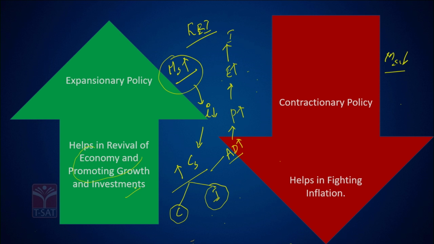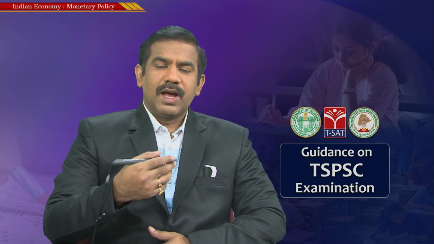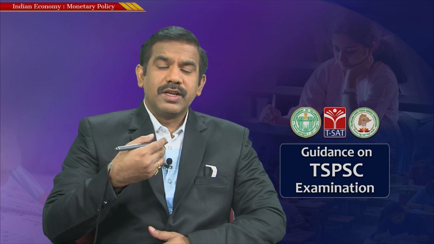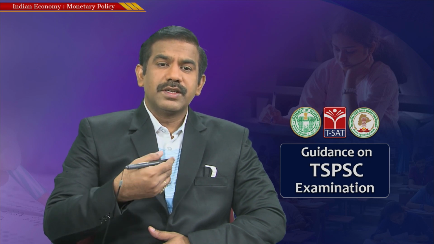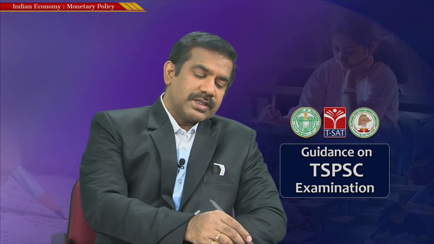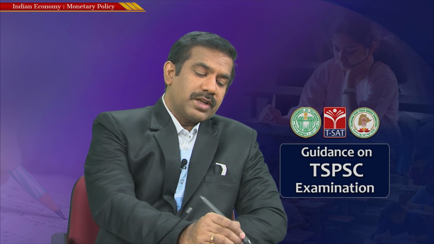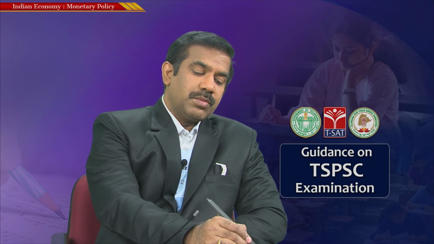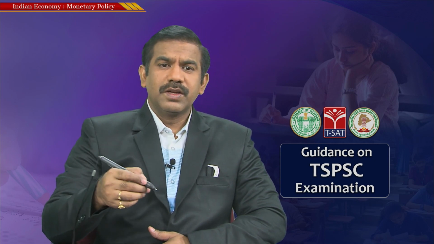So how does it promote growth and investments? Simple. When money is cheaper, investors, and not only investors, even consumers would like to borrow more and more money and spend a lot of money. As a result, whenever the RBI goes for decreasing the interest rates, that results in increasing credit supply, and henceforth we call this an expansionary policy, or an easy money policy, or many times people also call this a cheap money policy. So any term, whether easy money policy, expansionary policy, or cheap money policy, it means the same.